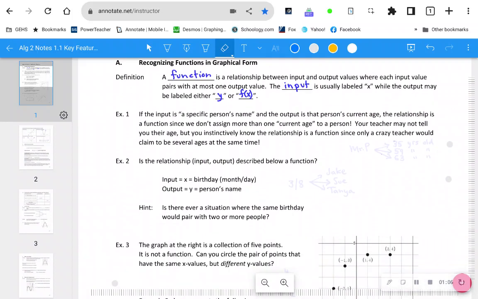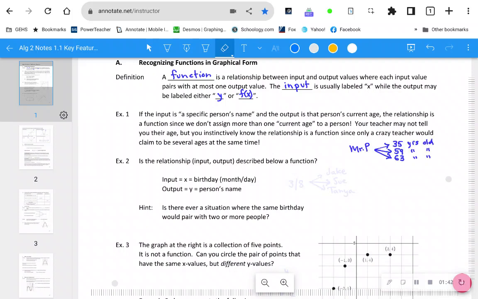Okay, so this first example says if a specific person's name is the input and the output is that person's current age, the relationship is a function since we don't assign more than one current age to a person. Your teacher may not want to tell you their age, but instinctively you know the relationship is a function, since only a crazy teacher would claim to be several ages at the same time. So I'm going to show you that it's a function by showing how ridiculous it would be.